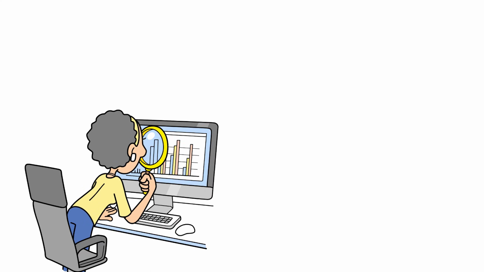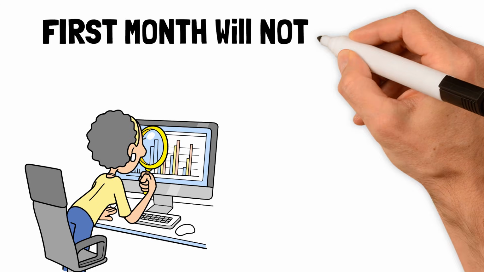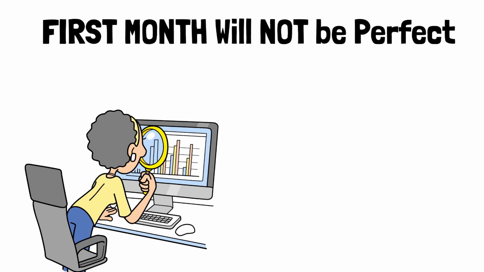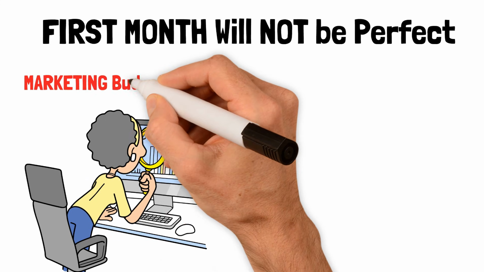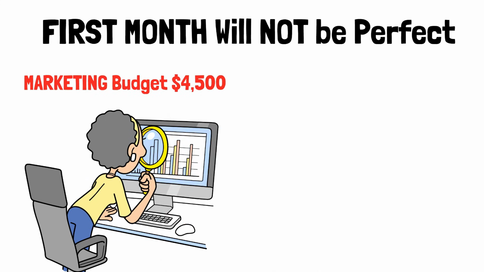Now let's talk about adjusting your budget intelligently. Your first month will not be perfect. That is normal. The goal is progress, not perfection. If your marketing budget was set at $4,500, but you discover that one channel is generating strong returns, you can reallocate within the category rather than blindly cutting spending.